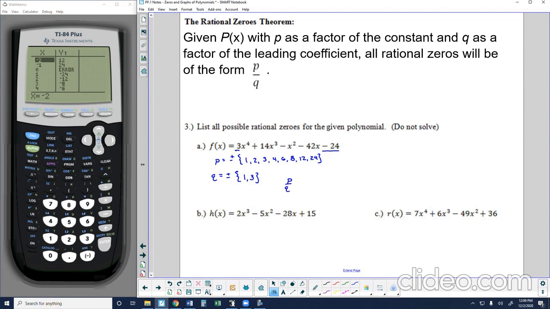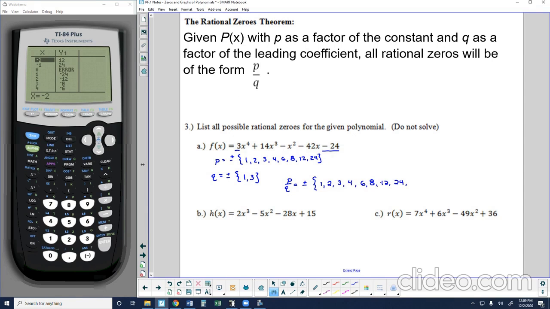So my possible rational zeros I'm going to list as P over Q. It would be 1 over 1, which is 1. 2 over 1, which is 2. 3 over 1. 4 over 1. 6 over 1. 8 over 1. 12 over 1, and 24 over 1.